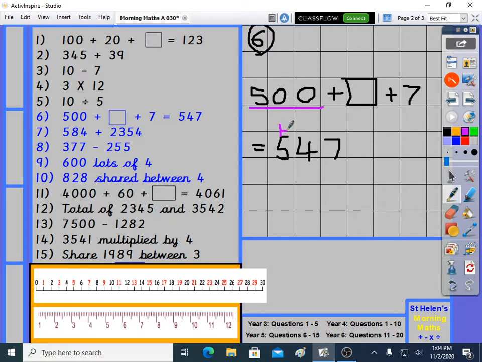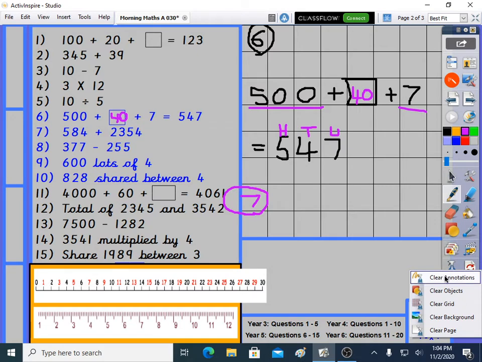500 is there in the hundreds column. 7 is there in the units column. What's this column called? Tens. 4 tens, 4 tens, that's why we call it 40. 4 tens is 40, that's what's missing. So 40 goes in the missing box. And we can go to question 7. This is addition.